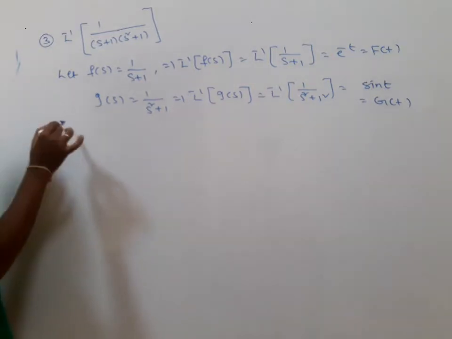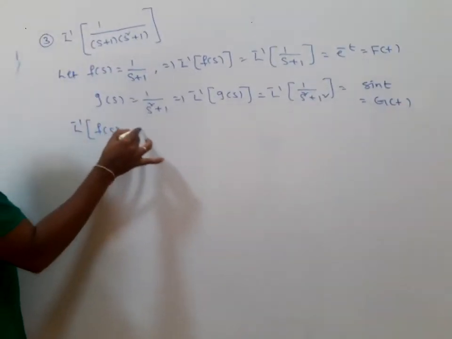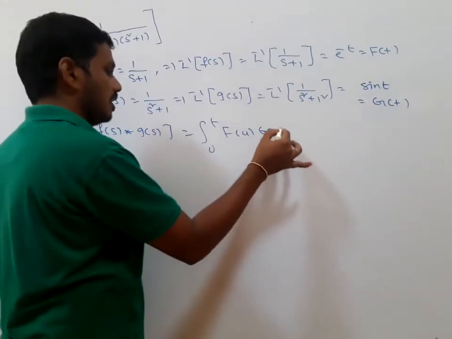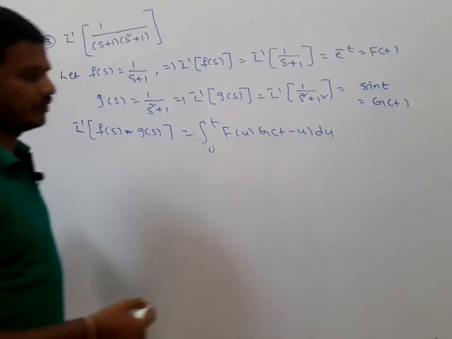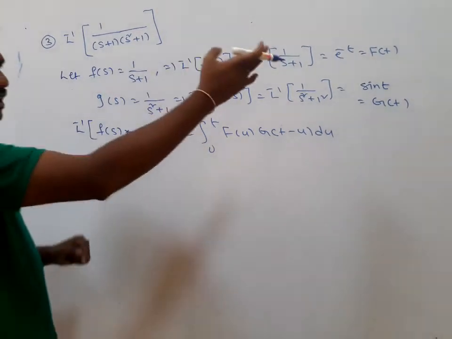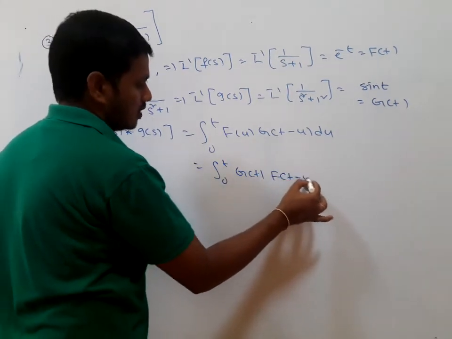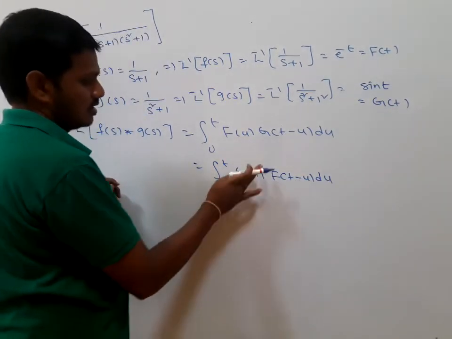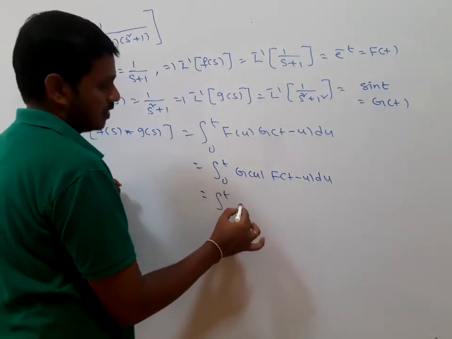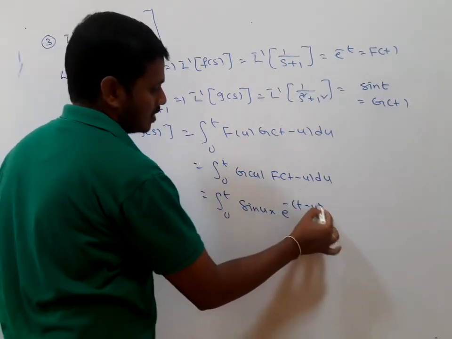Next, that implies L inverse of, by applying the convolution theorem, f of s into g of s is equals to integral 0 to t f of u g of t minus u du. This is your choice. If it is possible to evaluate sin of t minus u du, you write it. Otherwise you can take that, this is same as integral 0 to t g of u f of t minus u du. It is very easy, right? So integral 0 to t g of u is what? Sin u into e to the power of minus t minus u du.